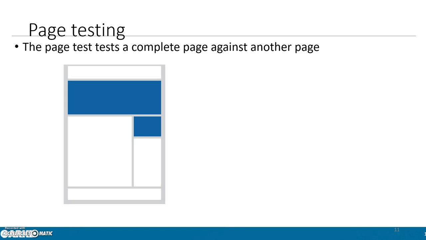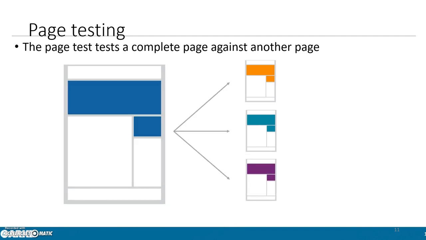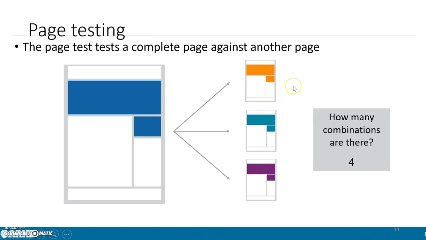You can also do page testing where, in essence, you're testing the entire page as opposed to a specific component. While this page variation will most likely be based on changes to the component, you can do it more from a whole page perspective rather than just a particular component perspective. In this case, I'm testing the orange page versus the teal page versus the purple page versus the blue page. So as a result, I'm testing 4 different combinations.